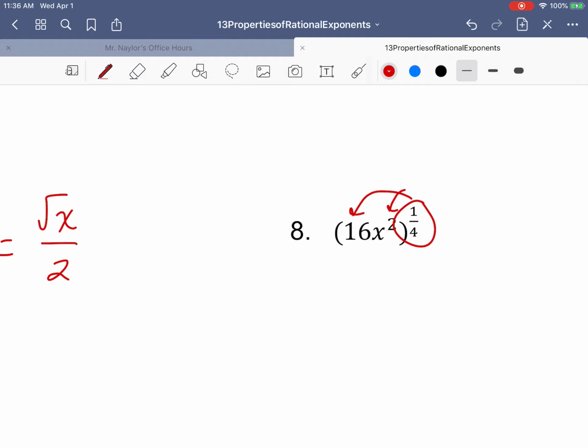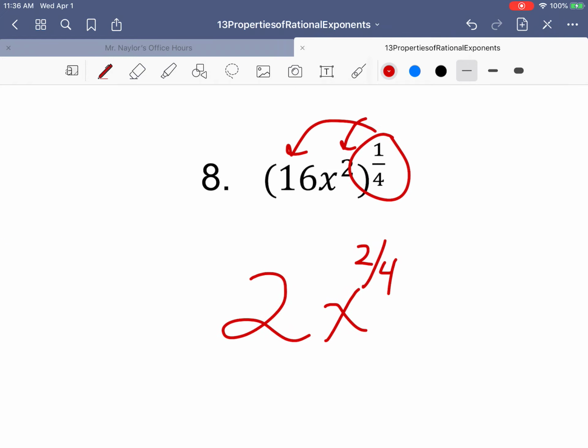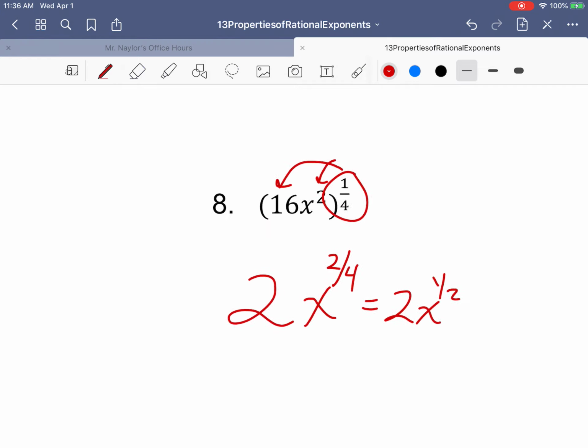If you apply this exponent to both of these, you actually apply it to the 16. That's like doing the root of 16. The fourth root of 16 is 2. If I apply the exponent to the x, that's going to give me a multiplication. So I take 2 times a fourth and get 2/4. Well, that's the same as 1/2. So it's 2x to the 1/2.